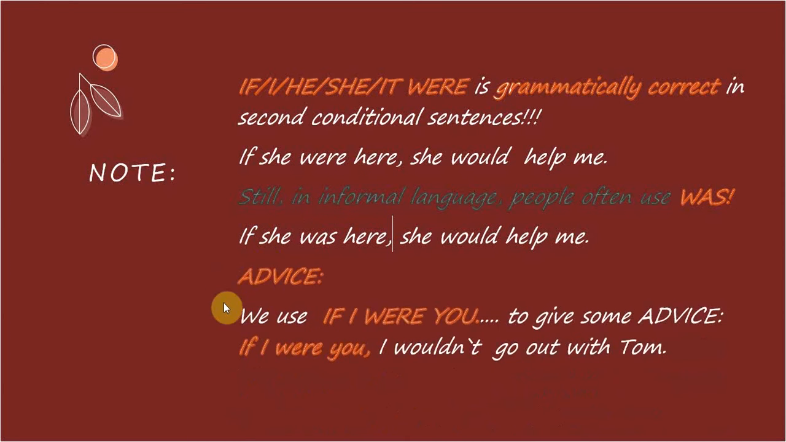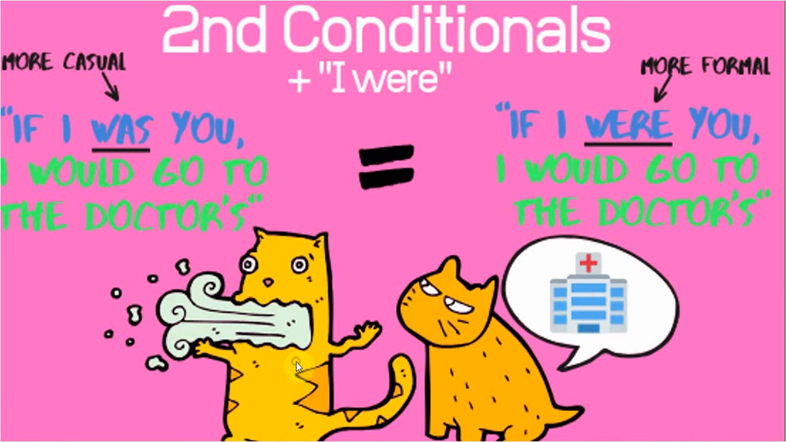When we give advice, we use if I were you. If I were you, I wouldn't go out with Tom. Da sam na tvom mestu, ja ne bih izlazio sa Tom. Naravno da nisam na tvom mestu, ali ja dajem savjet. If I were you, we use this were.